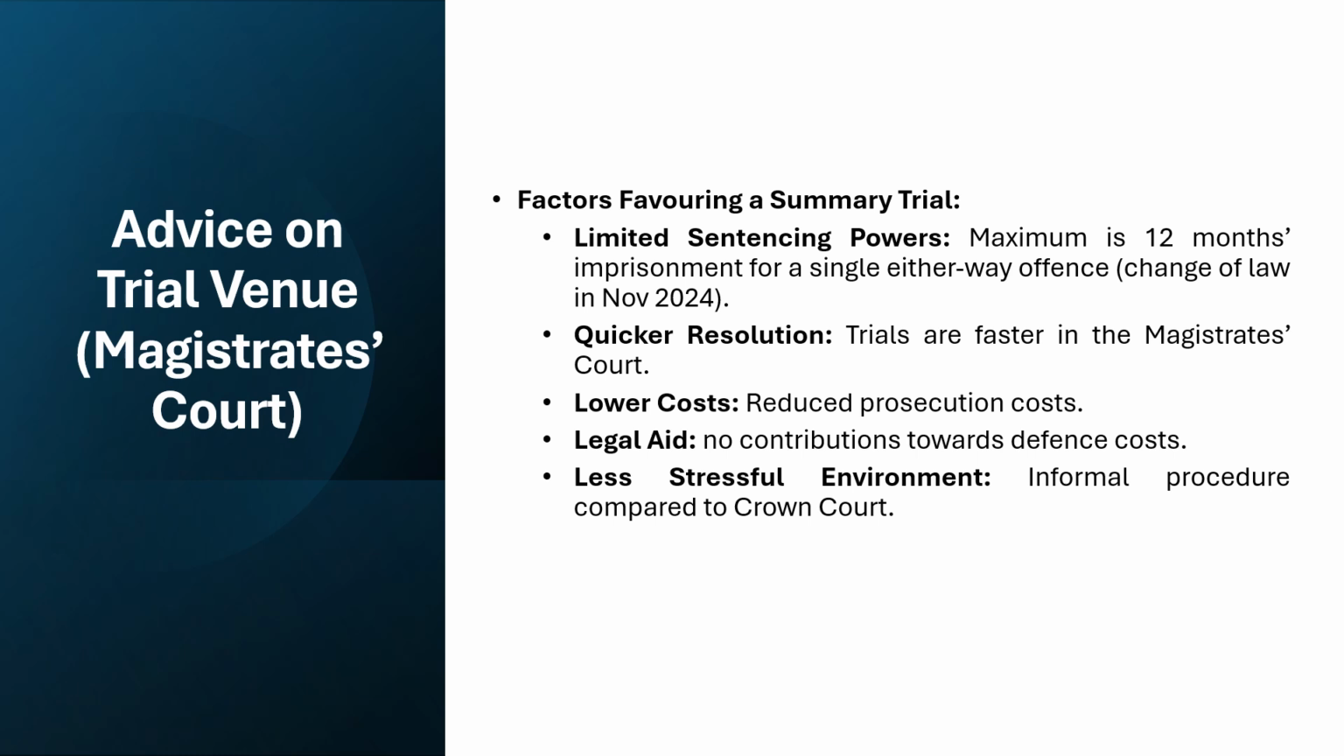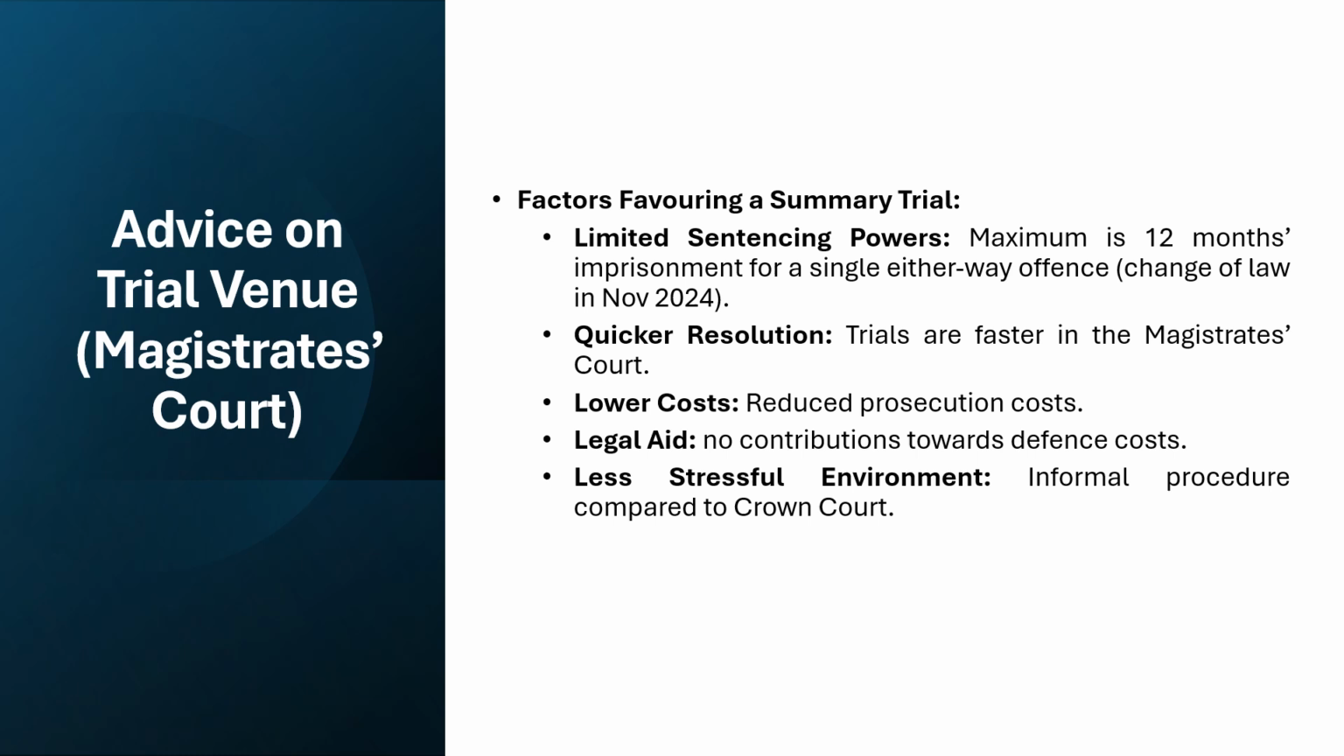So what are the factors favouring a summary trial, a Magistrates Court trial? Well, there's a couple of them here. One is limited sentencing powers. Remember, the maximum is 6 months imprisonment for a single either way offence. It's a quicker resolution. Trials are faster in Magistrates Court from the first hearing to the trial date. It could be a matter of weeks, months, not years as for Crown Court. There's lower costs when it comes to reduced prosecution costs in the Magistrates compared to the Crown Court.